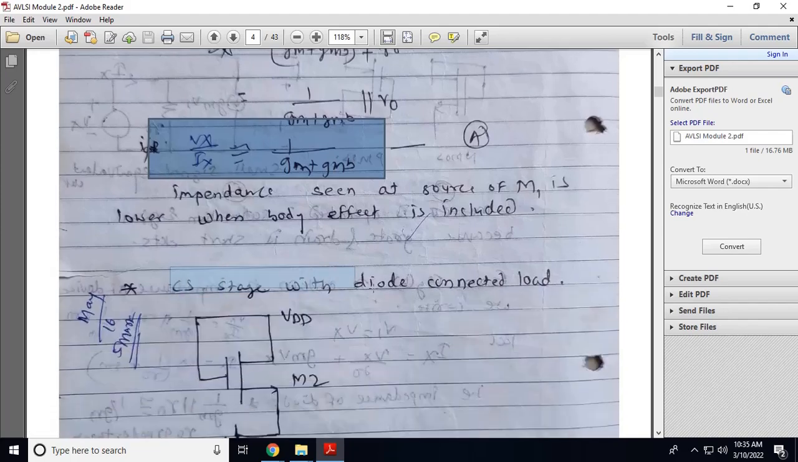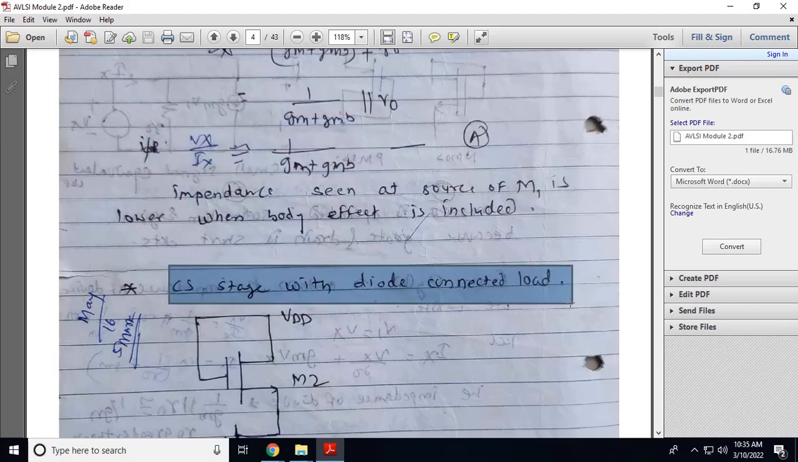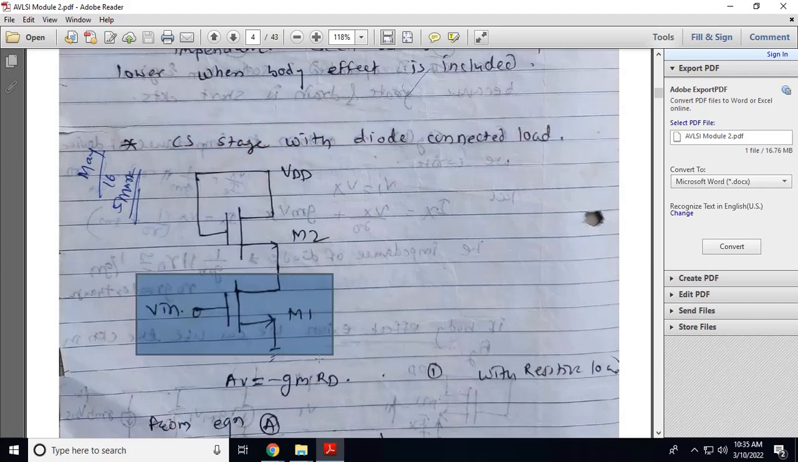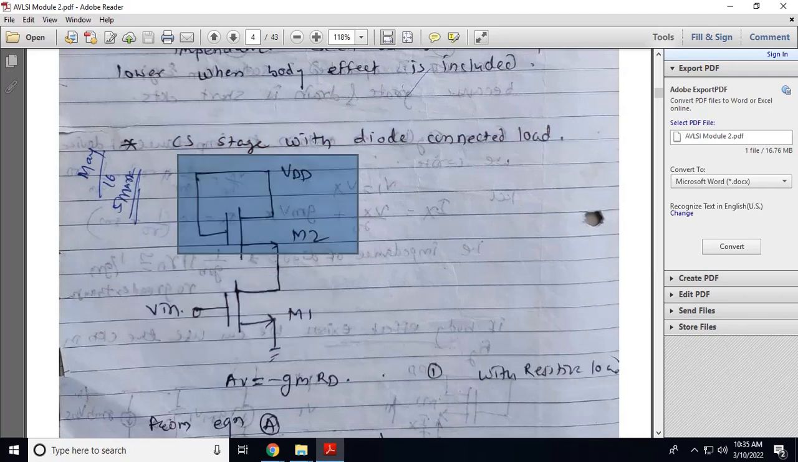So, common source stage with a diode connected load. So this is a common source with a diode connected load. M2 is a diode connected device because the gate terminal is connected to the drain terminal, and it acts as a small signal resistor. We apply the input to the gate, because in a common source amplifier the source is grounded. At the load we are connecting a diode connected MOSFET.